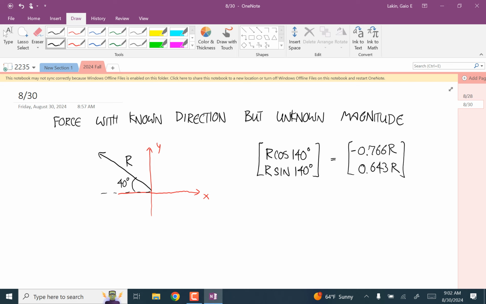Okay, so if you know the direction, you don't want to represent these vectors as two unknown components. You're adding one unnecessary variable. You can see here this thing is all in terms of one variable. Okay.